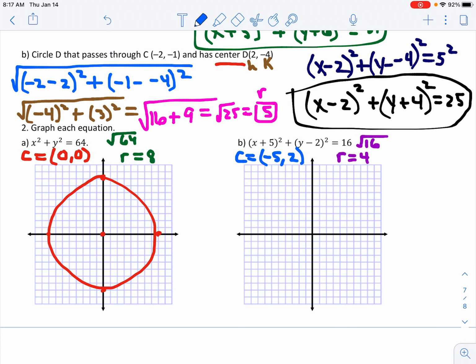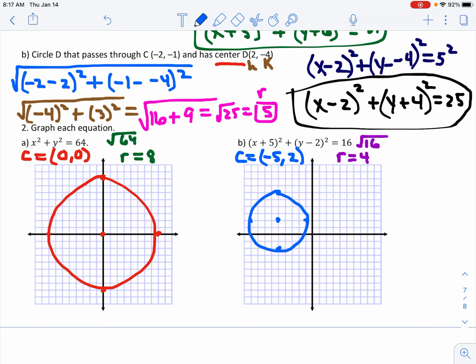Now let's graph it. 1, 2, 3, 4, 5 left, and up 2 is our center. And now remember, we're going to count 4 to the right. 1, 2, 3, 4. Go back to the center, count 1, 2, 3, 4 up. Go back to the center, count 1, 2, 3, 4 left. Go back to the center, count 1, 2, 3, 4 down. And now graph your circle around the center.